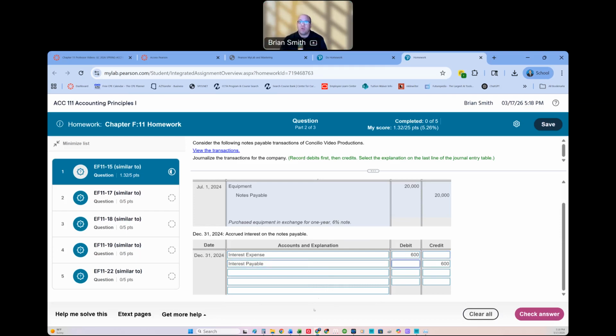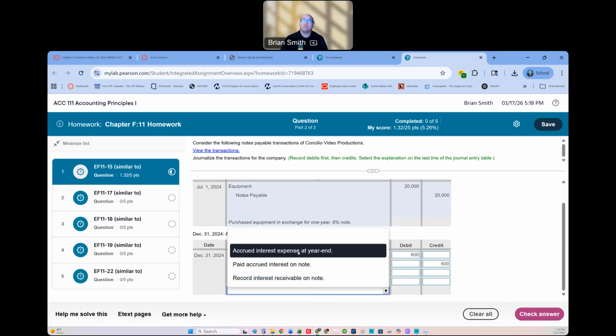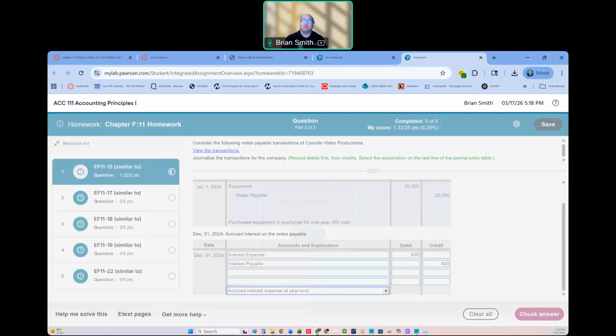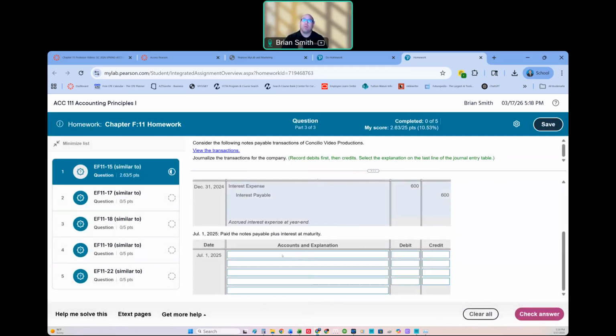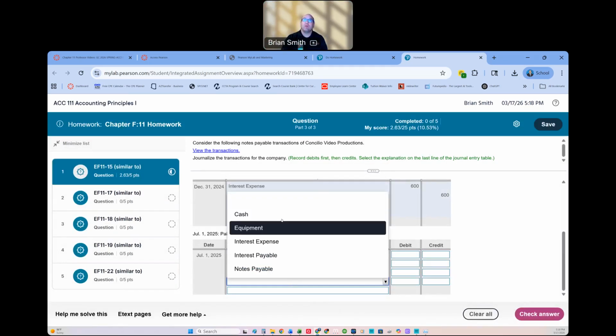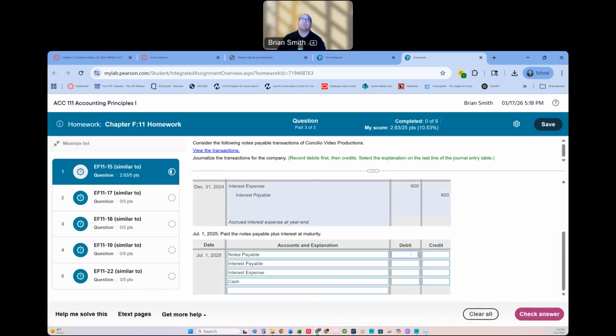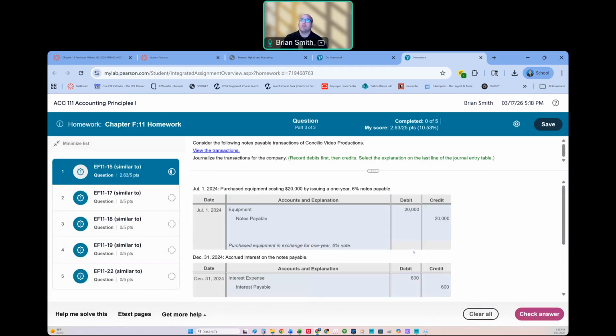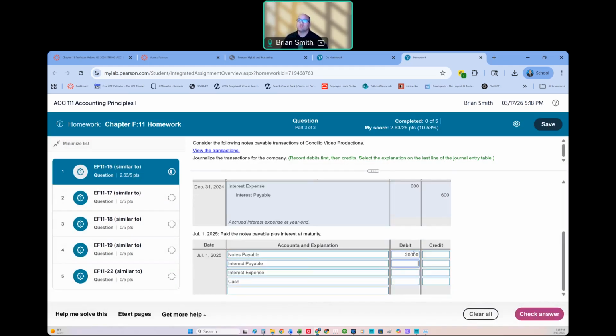So we're debiting interest expense, crediting interest payable. Accrued interest expense at year end is our description. And then, of course, we're going to pay the note plus the interest at maturity. So note payable was, I already forgot, was it 10 or 20,000? I think it's 20,000. Yeah, 20,000. Interest payable, we recorded 600 of interest expense from the prior accounting period. So we owed it. We're going to reduce that because we're paying it now. We're expensing an additional 600 because it's been another 6 months.